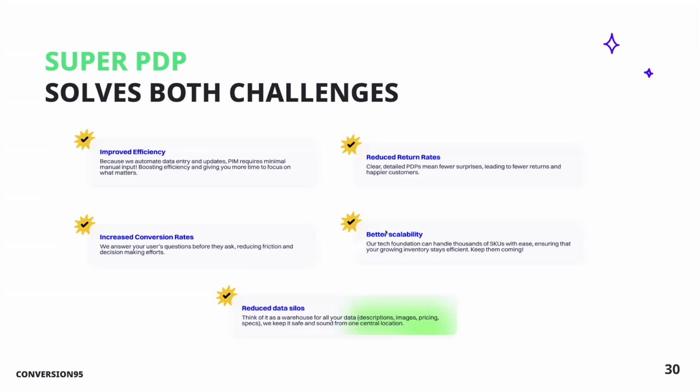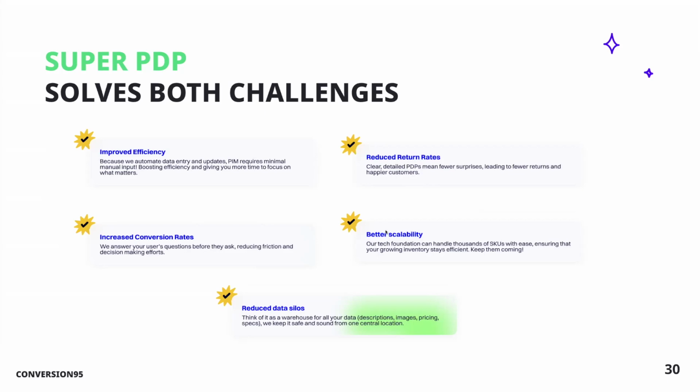Super PDPs improve efficiency because the data entry is automated. So we're using a product information management system, PIM, that requires minimal manual input. And in this way, we are boosting the efficiency and giving the businesses more time to focus on what actually matters: strategizing, understanding their consumers, and developing growth and marketing strategies. And we can automate all of that.